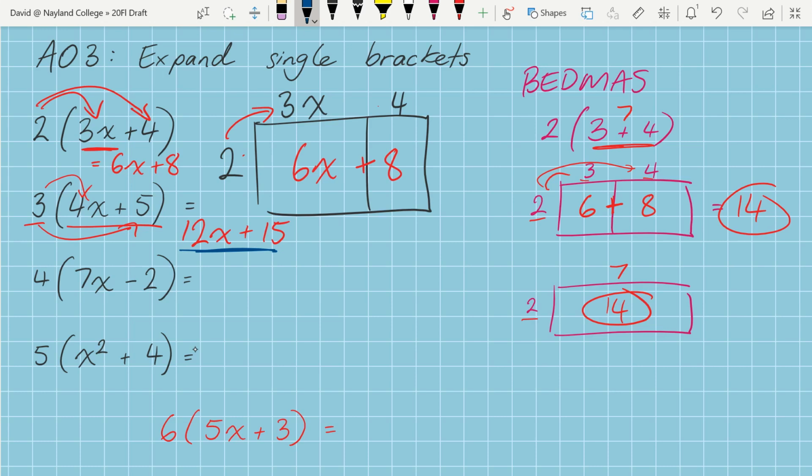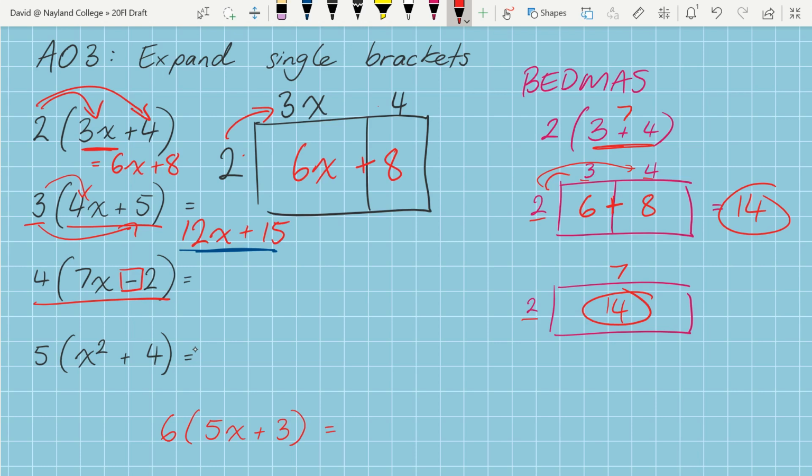Okay. Our next question is 4 bracket 7x minus 2. Now, you might have noticed something a little different in here, something we have to be a little careful of. It's this minus 2. It kind of makes us a negative. Let's do the first part first.